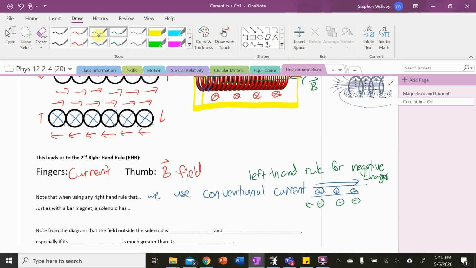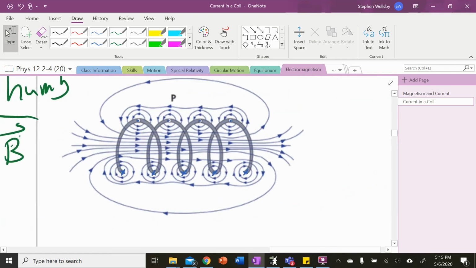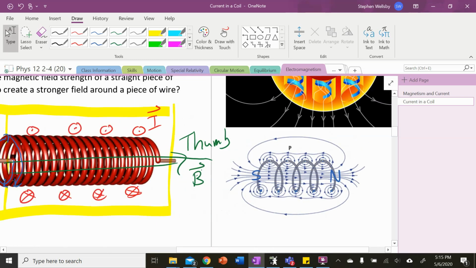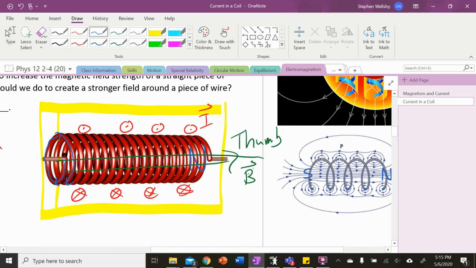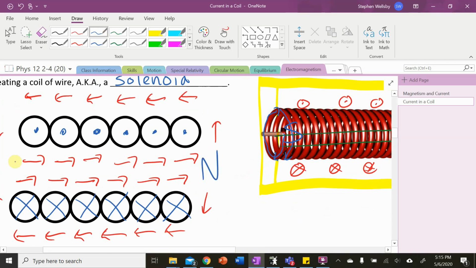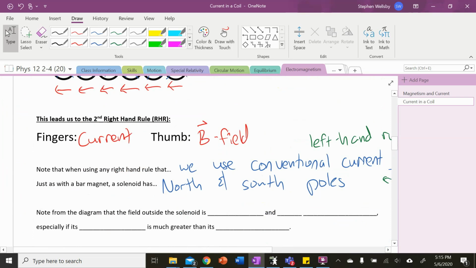And just as in a bar magnet, a solenoid has north and south poles. So in this case, if we look at this direction here, this would be my north pole, and this would be my south pole. The north pole is where the field lines come out of, and the south pole is where the field lines go into. Just like this one here, north and south, or this one here, north and south. So all these solenoids are drawn the same way, and all we're doing for this right-hand rule is just flipping the direction around. So our fingers are the direction of the current, and our thumb is the magnetic field.